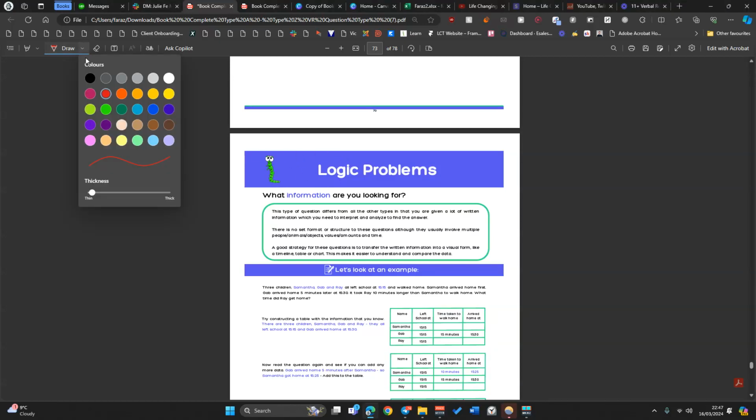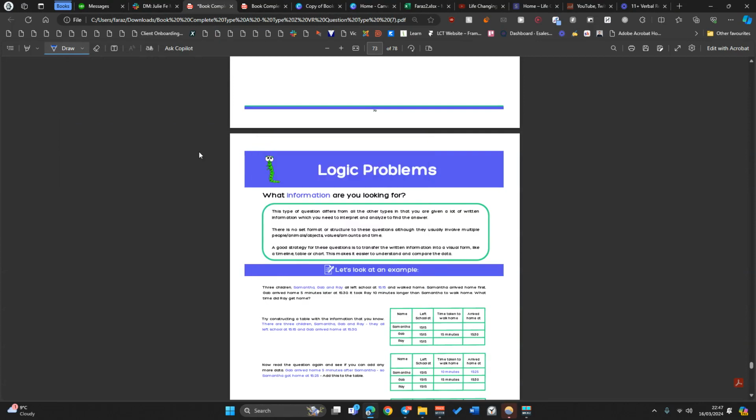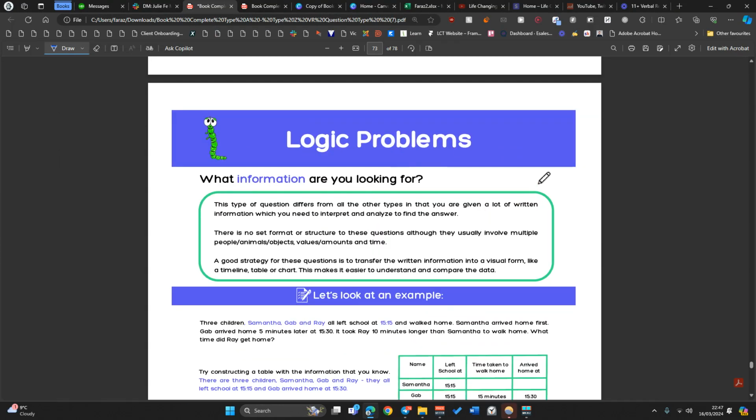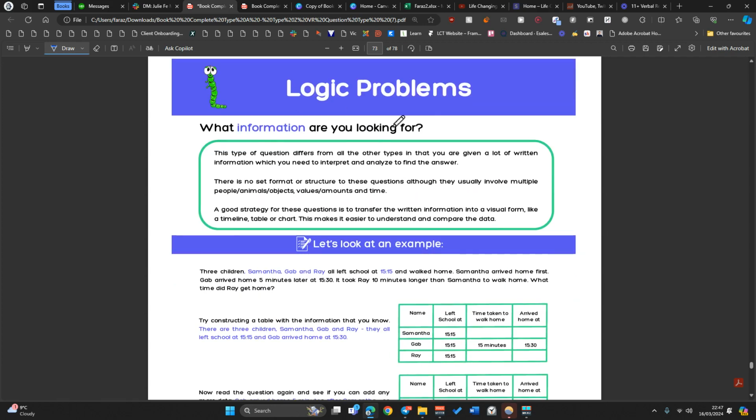Logic problems. Okay, so this is the final NVR question type, and actually it's not even much of a question type. It's basically problem solving questions that they'll give you, and they can come in really any format, so it's difficult to prepare for them. But what you can do is practice loads of different skills that they'll be testing you on, and I'll just run through some of them here.